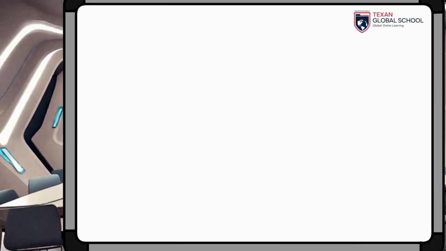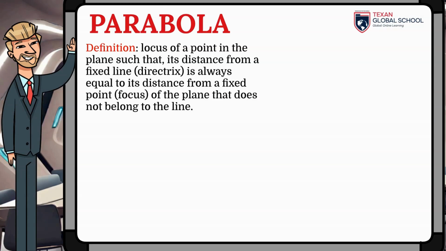By definition, a parabola is the locus of a point in the plane such that its distance from a fixed line, called directrix, is always equal to its distance from a fixed point, called focus, of the plane that does not belong to the line. The case where the focus is on the directrix is excluded.